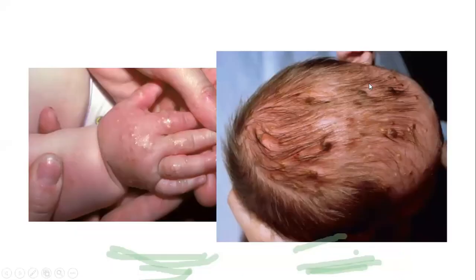Let's move on to our next case. Can anyone tell me what this is? Or at least what the differential diagnosis is? Scabies is a good differential diagnosis. Cephalic pustulosis, I like that diagnosis, but why is it involving the hand as well?